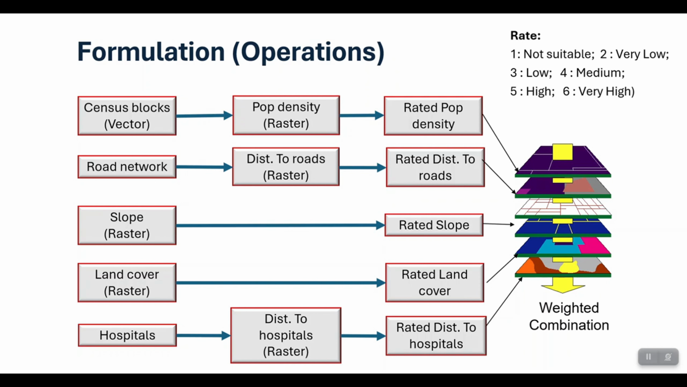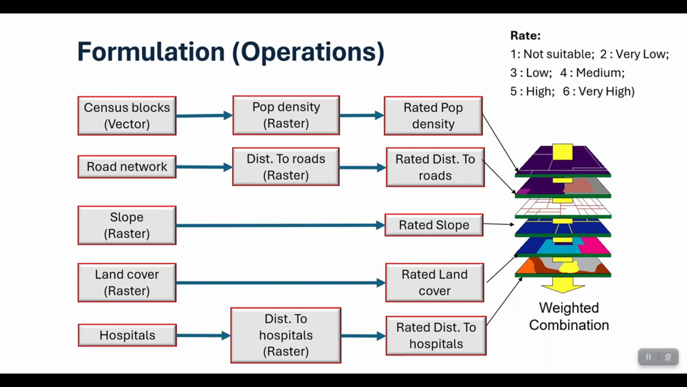But after we convert everything to raster grids, you cannot simply combine them, right? You cannot combine the layers. Why? Because they are in different units. For example, for the population density, the unit is individuals per square mile, right? The distance, I think, was based on meters. The slope is based on degrees. Land cover has no units, right? So we need to make all of the layers unitless.